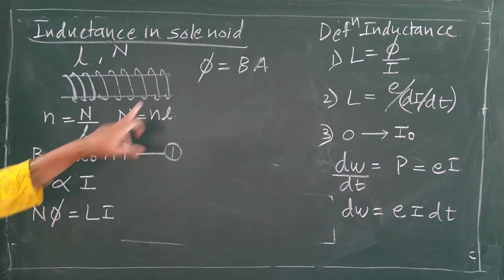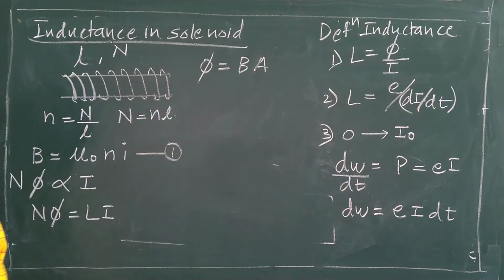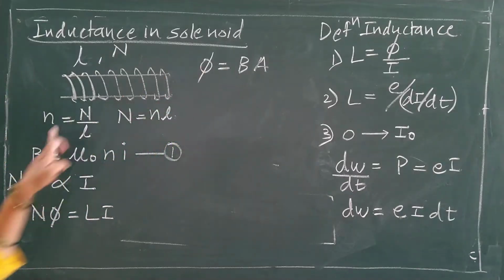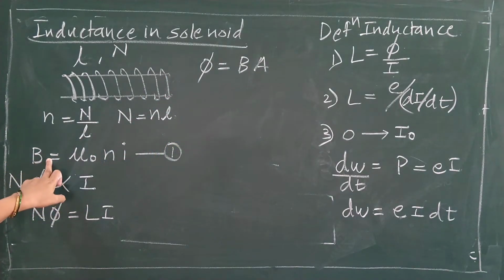Definition of phi is equal to B into A. B is nothing but the magnetic induction which will be introduced inside the solenoid. So I can substitute this as a magnetic induction, and I can write down the formula here. For this phi I can put the value.